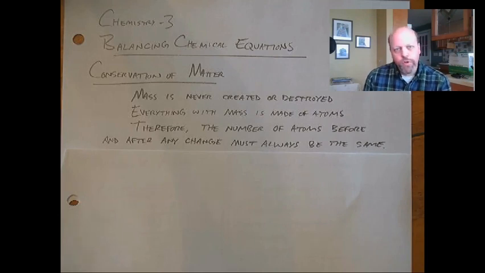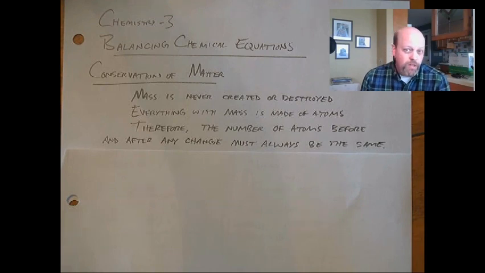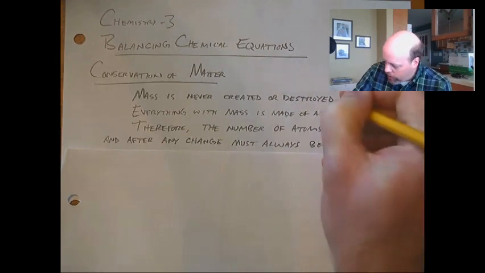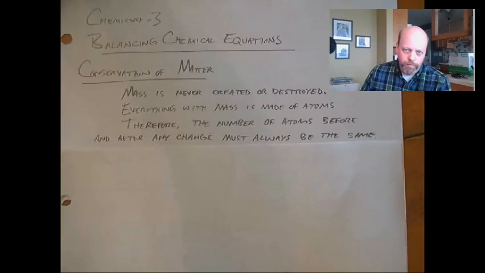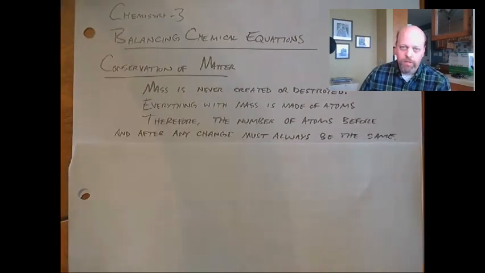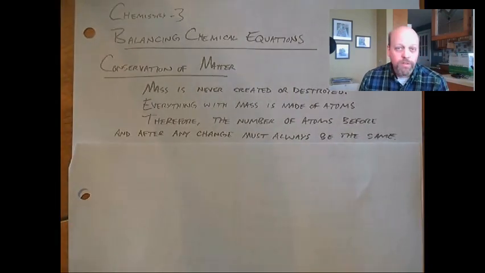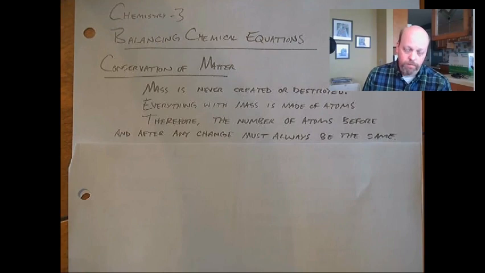Okay, so first of all, we are learning about balancing chemical equations, and this is based on the concept of the conservation of matter. So that means that mass is never created or destroyed. This is something with which I believe you are already familiar from other science classes. We've even talked about it. Now, everything with mass is made of atoms. Therefore, the number of atoms before and after any change must always be the same. That's the basis for this lesson.